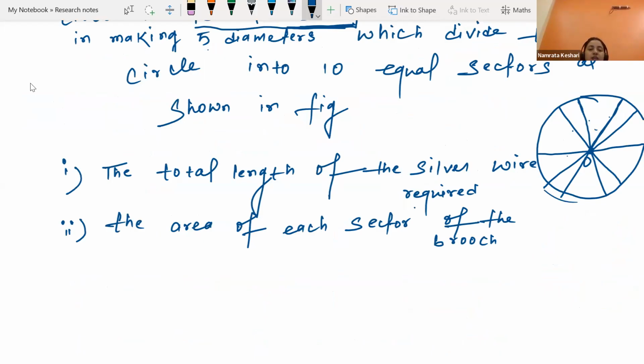Are you getting it? If you have to find the total length of the wire, that means you will be finding the circumference of the circle. That is the length. And what else? 5 diameters also we have made out of that wire. So the circumference plus 5 diameters. Am I making sense?